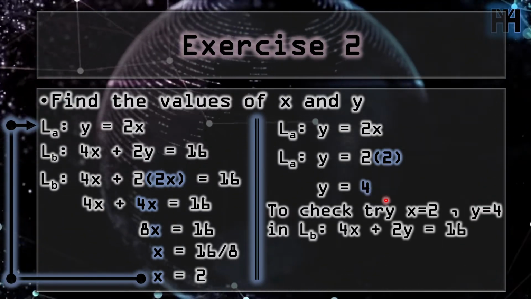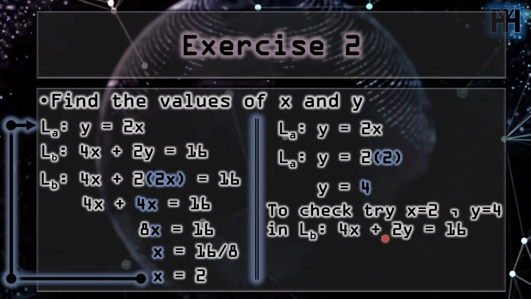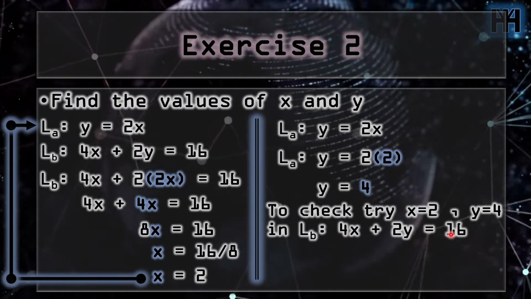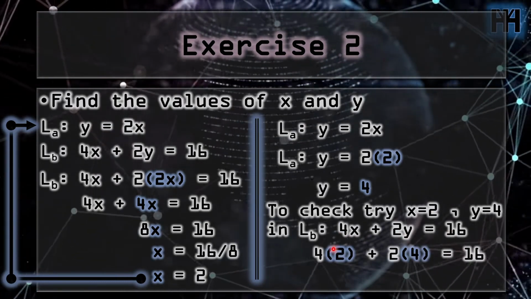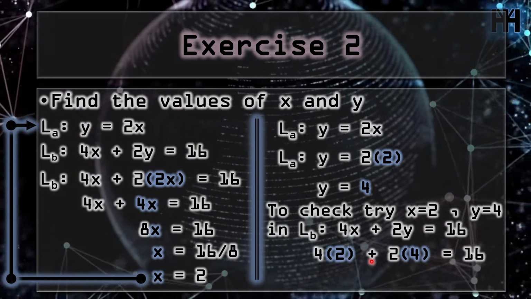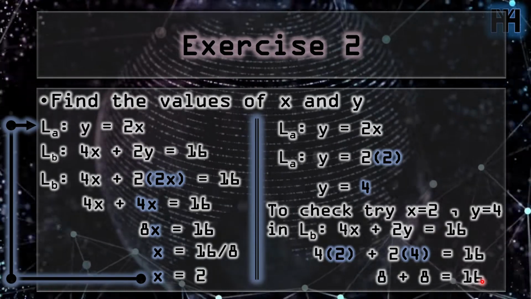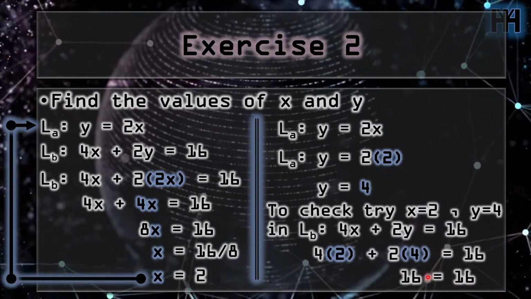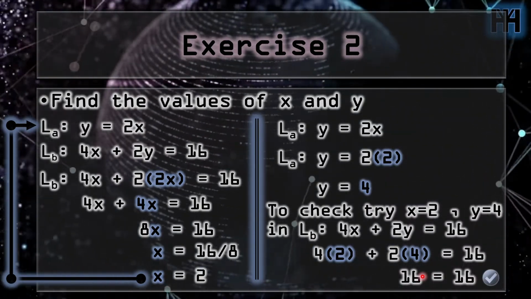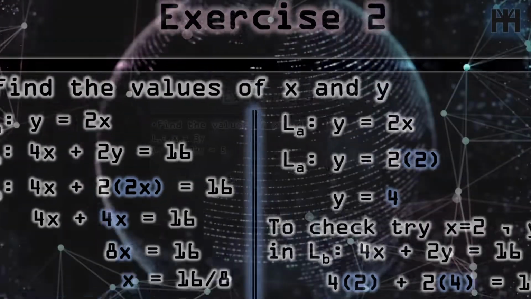Okay, to check we will try the values we got here, 2 and 4, in LB. 4x plus 2y equals 16. So we'll put the 2 and the 4. 4 times 2 plus 2 times 4 equals 16, which will be 8 plus 8 equals 16. And it will be 16 equals 16. We got the right one.